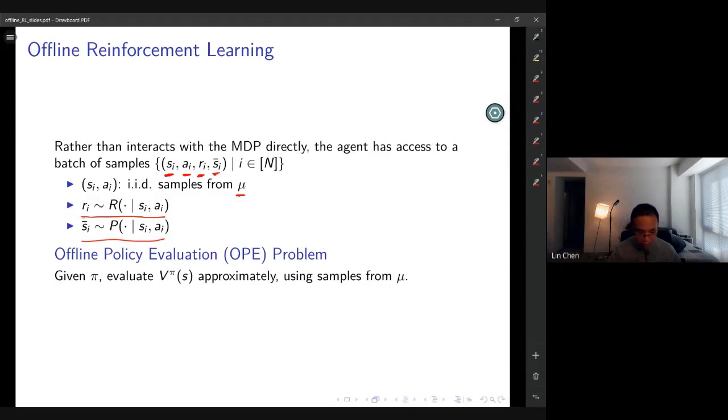And formally, the offline policy evaluation problem is the following. Given a policy pi, we would like to evaluate the value of a state S approximately, using samples from mu. So this is the OPE problem that this paper focuses on.